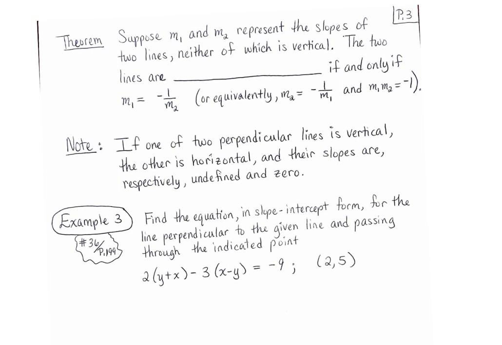So the theorem says the following. Suppose M1 and M2 represent the slopes of 2 lines, neither of which is vertical. Okay? The 2 lines are perpendicular.